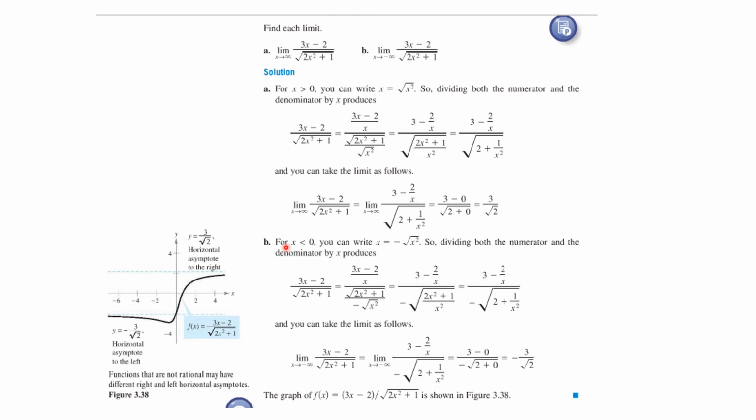For x less than 0, this is true. Again, if you think about this being the square root of x squared is always the absolute value of x, you get this for free. So dividing both numerator and denominator by x produces this, and you get minus 3 over the square root of 2. And here's the graph. And you might notice that we get a different horizontal asymptote positive and a different horizontal asymptote negative. And there's the graph of that particular function.